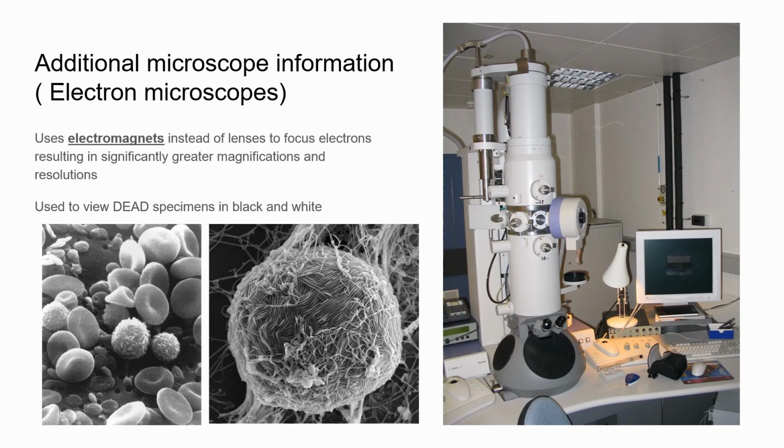These photos on the left are viewed under an electron microscope. As you can see, they are black and white because an electron microscope can only view black and white and dead specimens, because if the specimen is moving around you can't focus the electrons.